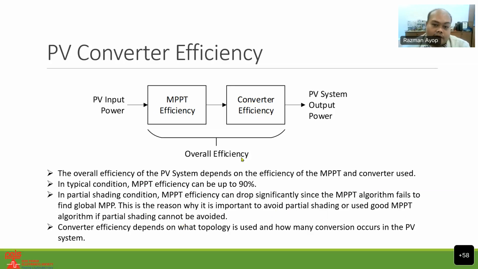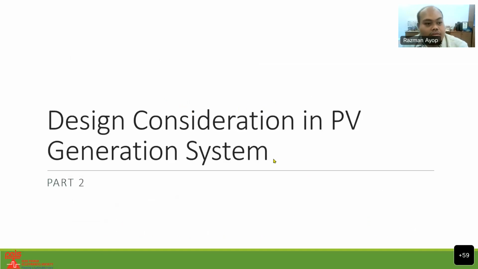Okay. Another thing that you need to consider is converter efficiency, which depends on the topology and how many conversions are used. You have single conversion or you have multiple conversion. If you use multiple conversion, the efficiency is much lower. Okay, so we move on to the next part.